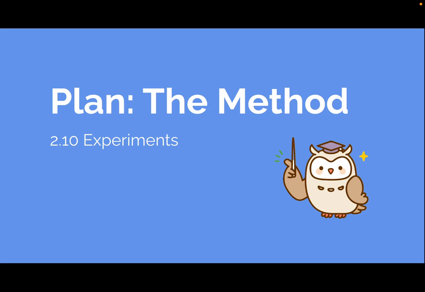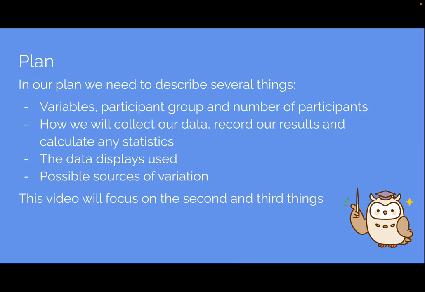Welcome back. This is the video on the method part of our plan, which is the second part after we talk about our groups, variables, and our participants. As mentioned in the last video, we need to describe several things in our plan: the variables, participant group, and number of participants, how we're going to collect our data, record our results, and calculate any statistics, what data displays we'll use, and possible sources of variation. So we're going to look at the second and third bullet points in this video.